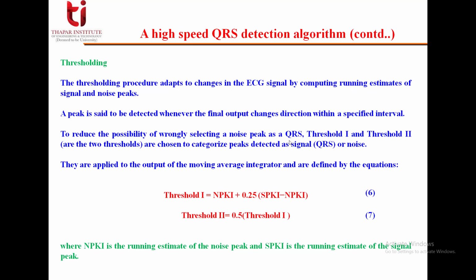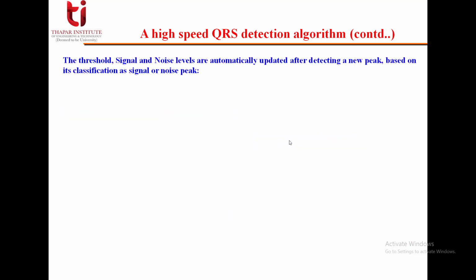As I mentioned here, NPK1 is a running estimate of the noise peak, and SPK1 is the running estimate of the signal peak. Now, the thresholds, and we can say the signal and noise levels, are automatically updated when we detect a new peak, based on its classification, whether it is a signal or a noise peak.